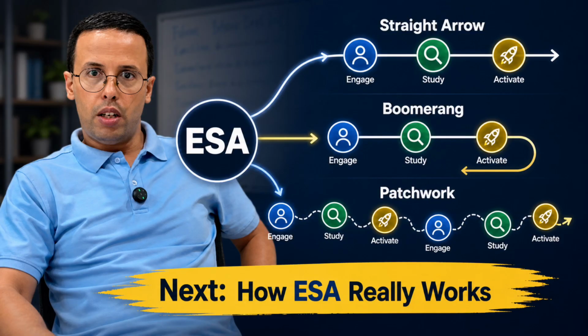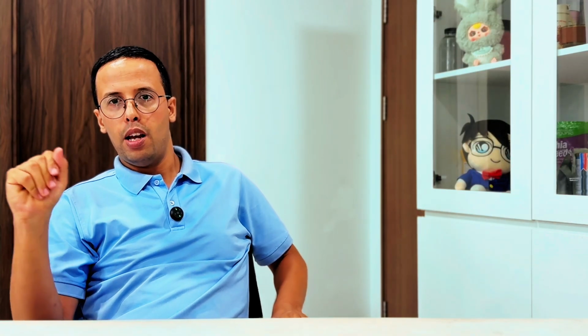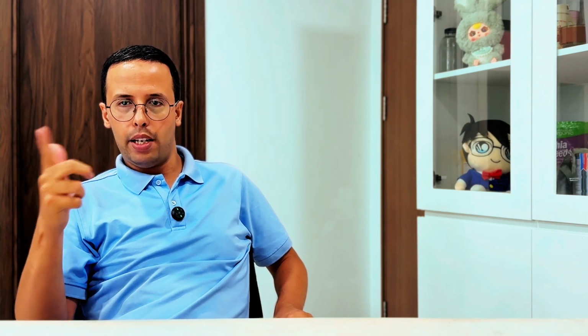All right? So in the next video, we're going to explore ESA. What is it? Engage, study, activate, and we're going to see how it really works. Straight arrow, boomerang, patch, work. What are these words? In the next video, we're going to explore these words and how it depends on the method. They say Jeremy Harmer's method, ESA.